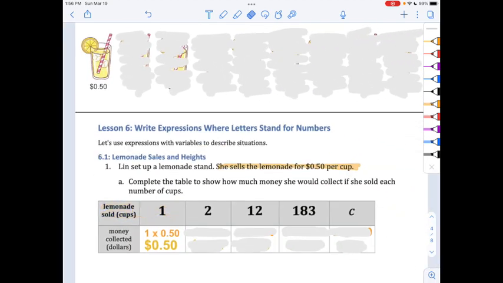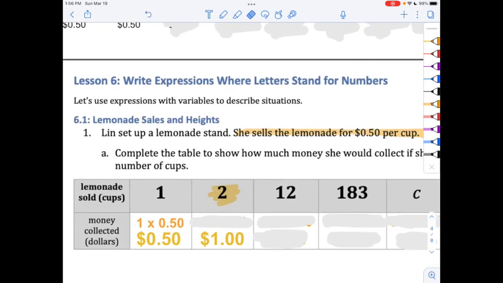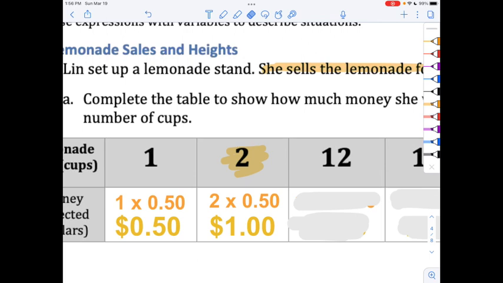Lynn is getting pretty good at this, and now Lynn has sold 2 cups. There they are. Each cup is 50 cents. So if she sells both of those together, that'll make $1. And take a look at the multiplication sentence. Now it's 2 times 50 cents. The price of the lemonade does not change. Each cup is 50 cents. But what is changing is the number in front, which refers to how many cups Lynn has sold.